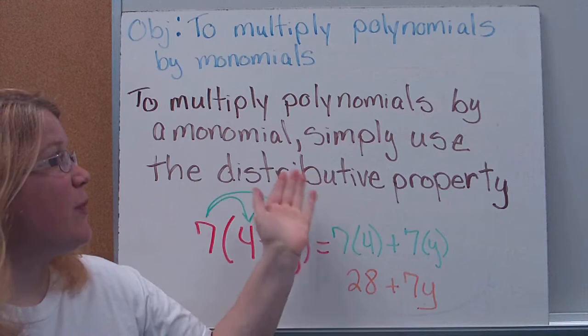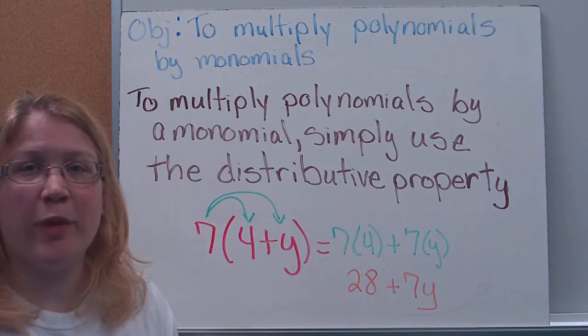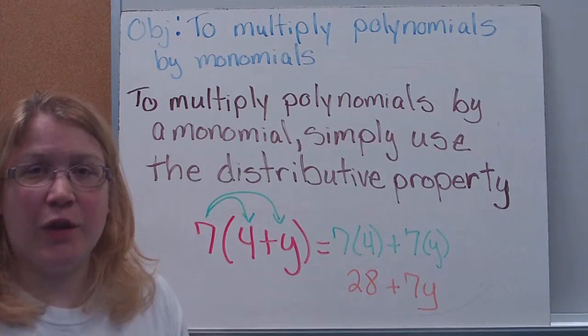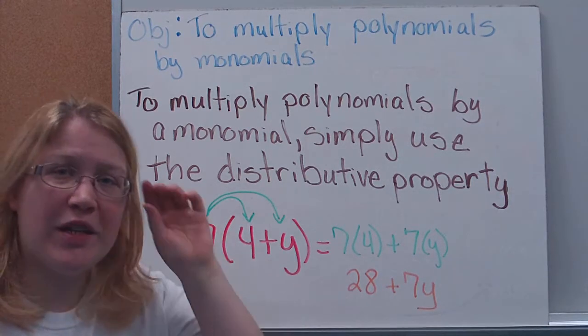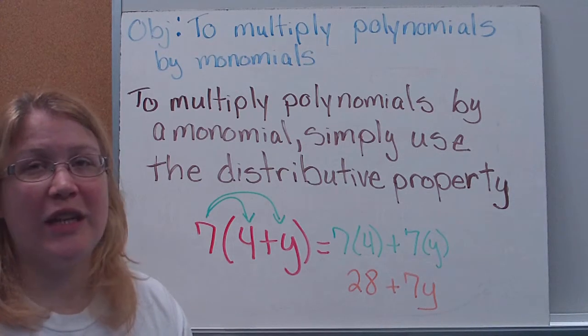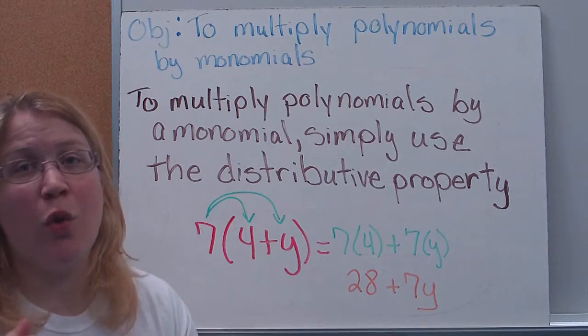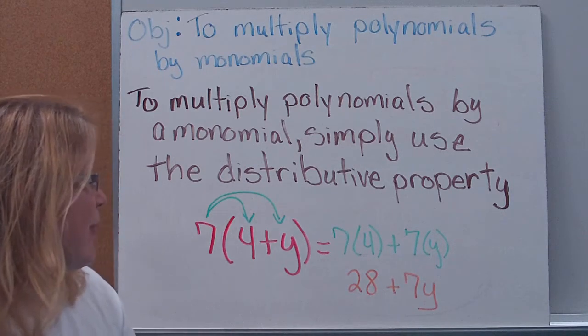So simply, if we're multiplying a polynomial by a monomial, all we need to do is use the distributive property. And again, if you're confused by the properties, you can go back and rewatch that video. They're listed in your book. This is a common one that you're going to need for the rest of your math career, so it's a good one to make sure that you know. You should know all of them, but this one especially.